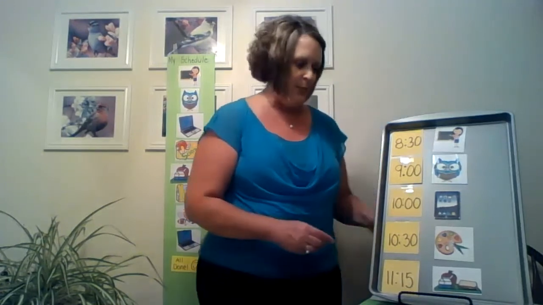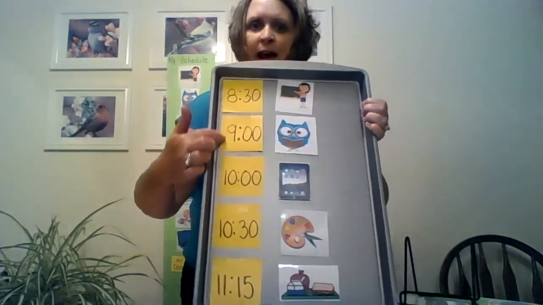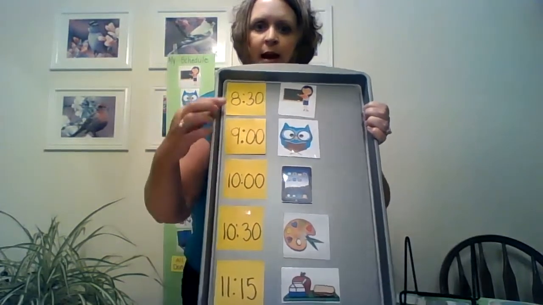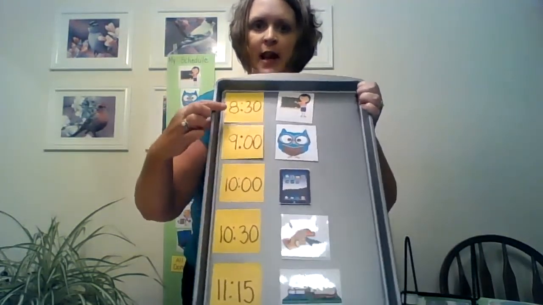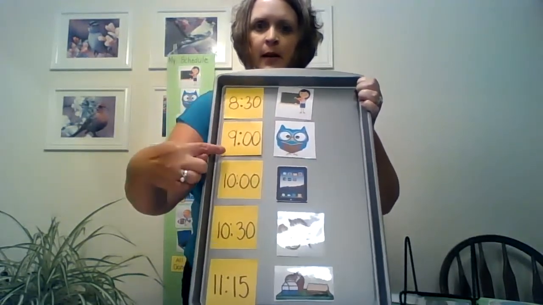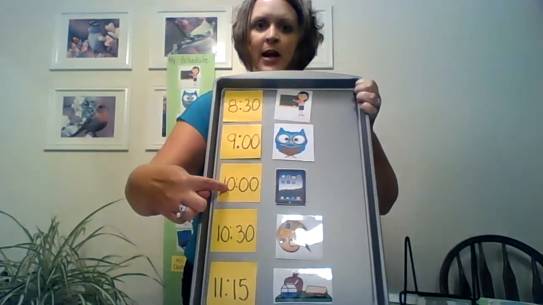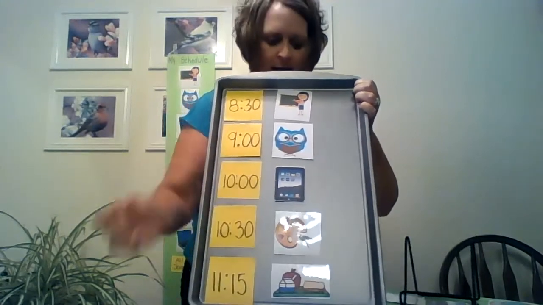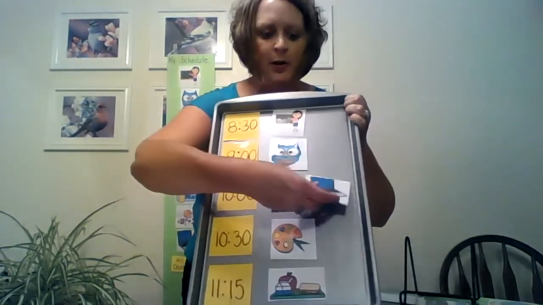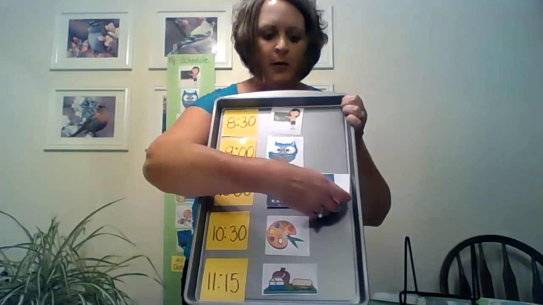Now the second example I did is also a visual schedule, but with the times. So this way, your child knows at 8:30, we're going to meet the teacher for a morning meeting. Then at 9, we're going to have literacy. At 10 o'clock, I might be on my iPad or the computer. And with these icons, I place a magnet on the back of it, or you could just use tape.